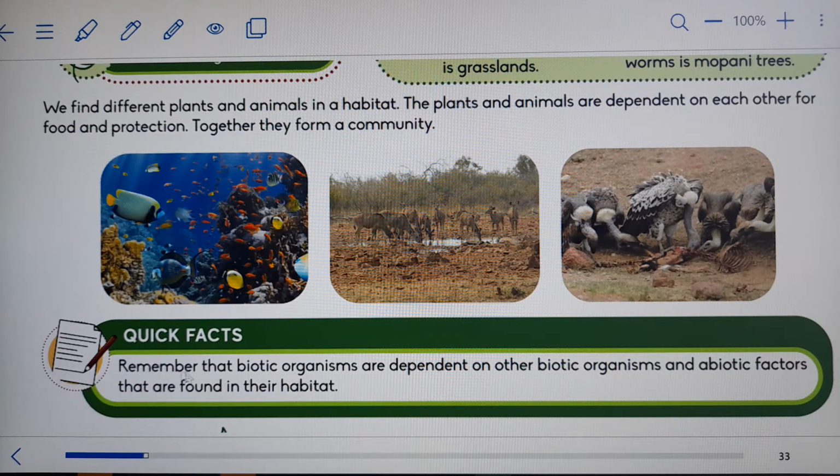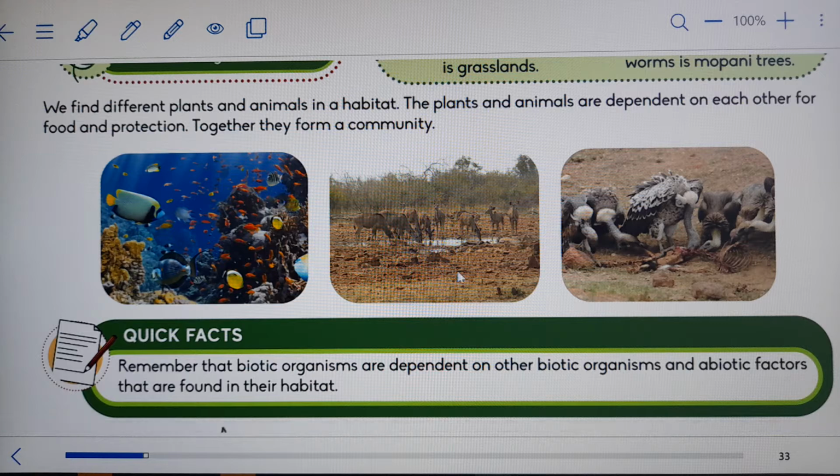Okay. Remember that biotic organisms are dependent on other biotic organisms and abiotic factors that are found in their habitat. Remember, biotic is living organisms and abiotic is non-living.